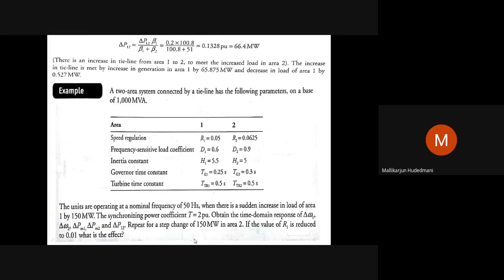Delta omega I have to calculate. Change in frequency I have to calculate. There is a revised frequency. Then we have to work out what is the tie line power flow among the corporations. Delta PL2 beta 1 divided by beta 1 plus beta 2. That stands as 66.4 megawatt exchanged among the corporations on the act of interconnected operation. This is how we need to work very, very carefully on that basis.